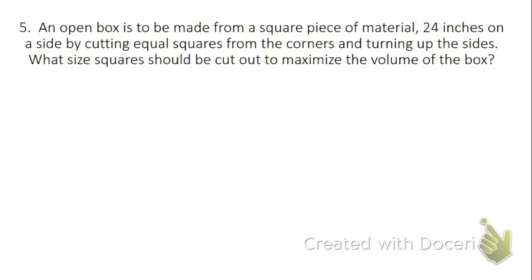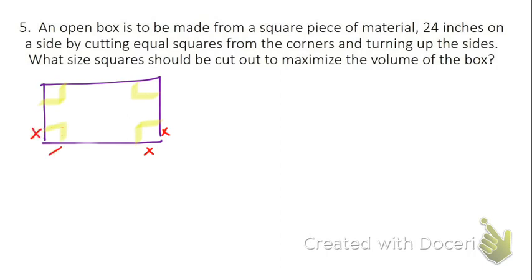Alright, number 5. So this one is where we want to make a box out of paper, cardboard, whatever the material is. And basically what's happening is I'm cutting squares off of the edges. So I'm cutting a square there, there, there, and there. And the length of the square is the same all the way around. And then the sides come up and come up.